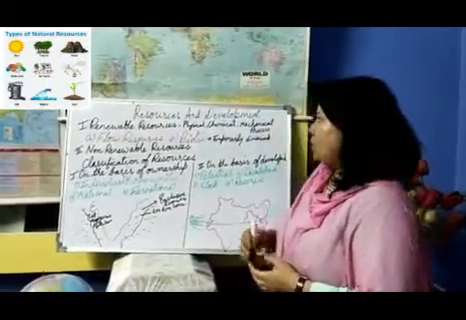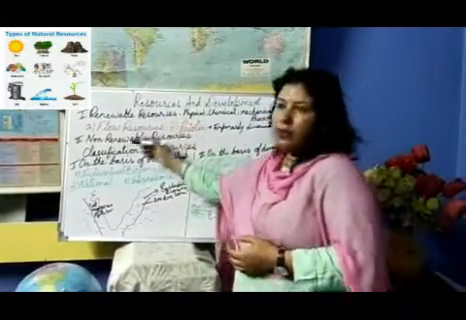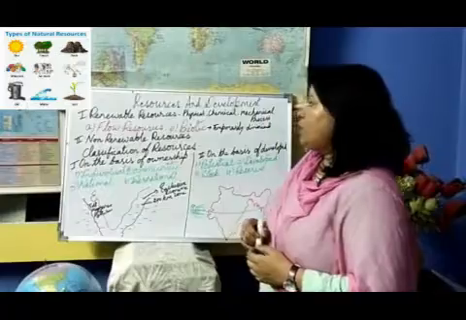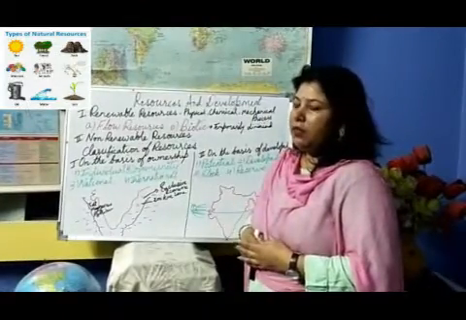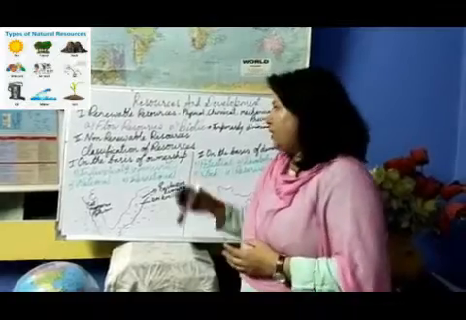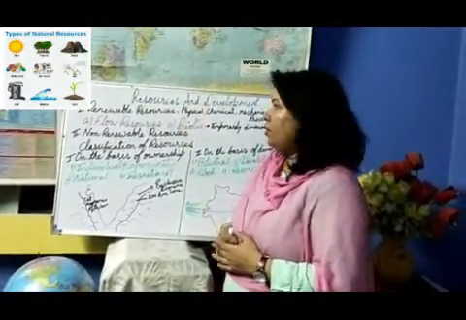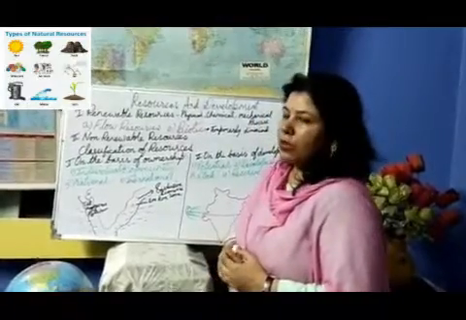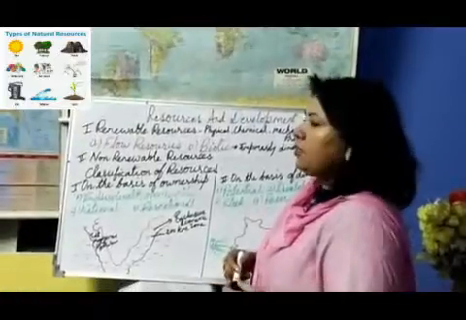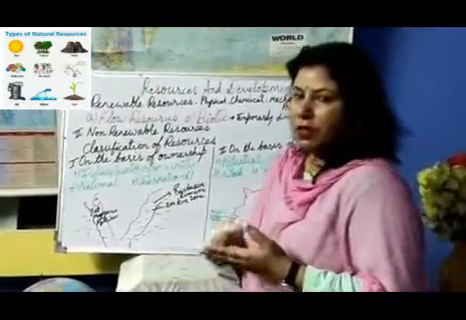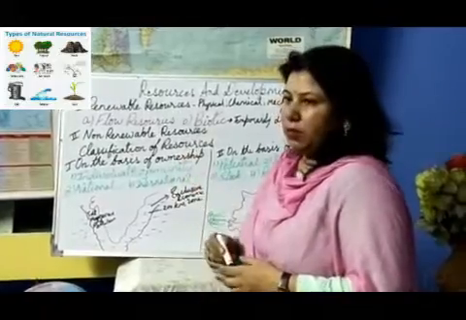Now basically resources can be divided into two parts, that is renewable resource and non-renewable resource. So renewable resource means which can be renewed again and again, which we can use till the earth exists. Those resources which we can use again and again are called renewable resource. Renewable resource can be renewed by physical, chemical or mechanical process.